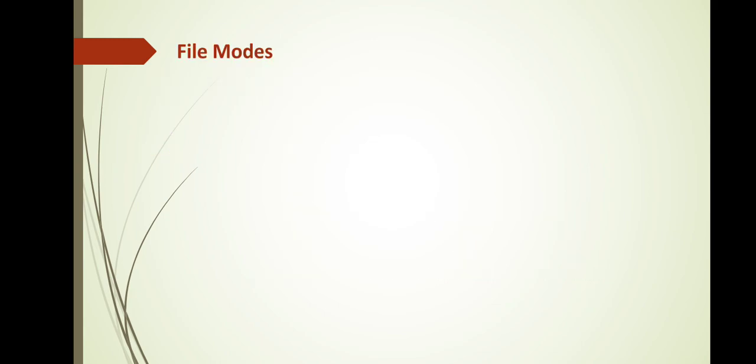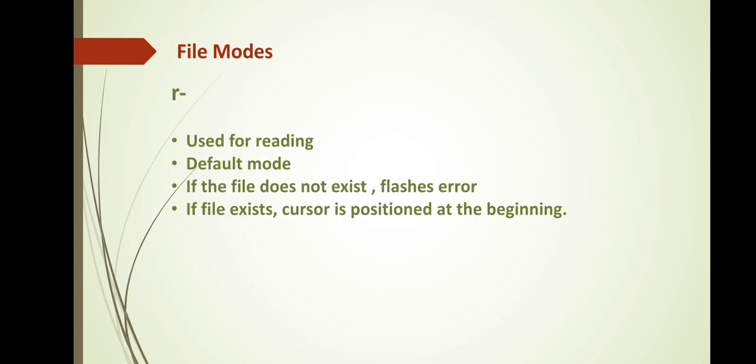Coming up to the file modes. So we were dealing with the modes in the previous examples. We have used R mode and W mode. So we will have a detailed analysis of all these modes now. The first mode is your R mode. Now R mode is used for reading mode. You already know it is a default mode, that also you have been told.